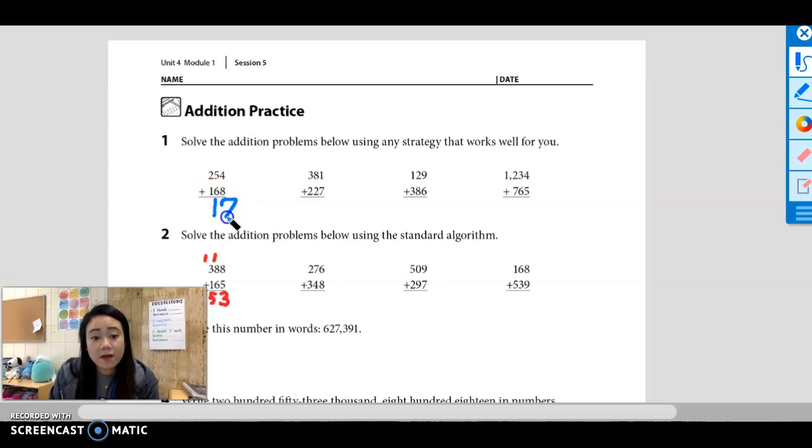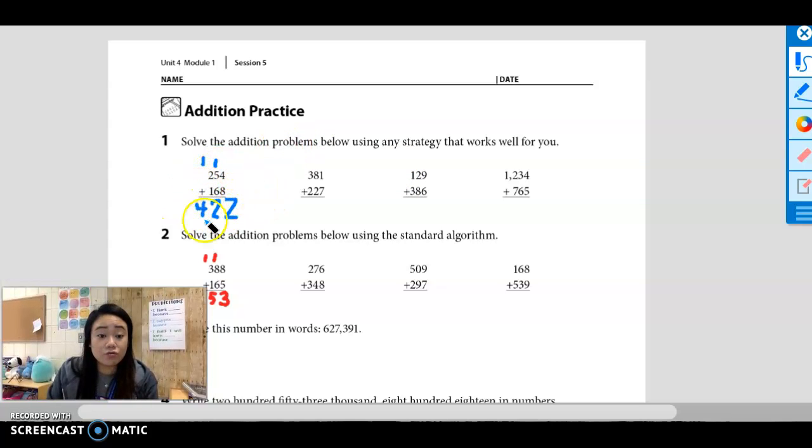I would not write it like this because this 1 is not supposed to be there. It's supposed to go on top for me to carry. Okay, and then I add 1 plus 5, which is 6, plus 6 is another 12. So I'm going to throw another 1 up there. And then 1 plus 2 plus 1 is 4. So my answer is 422. I'm going to show you another way to do it.